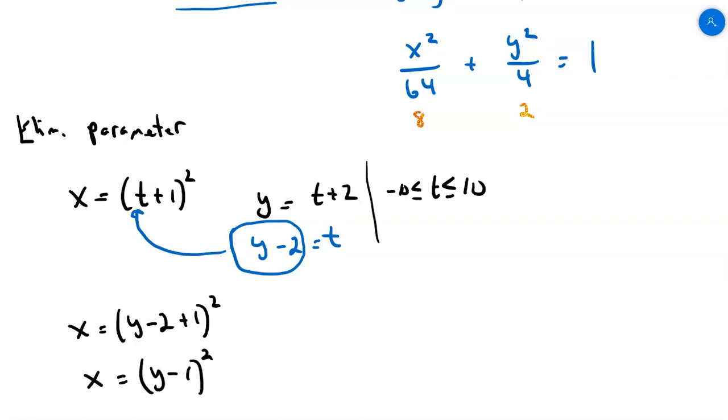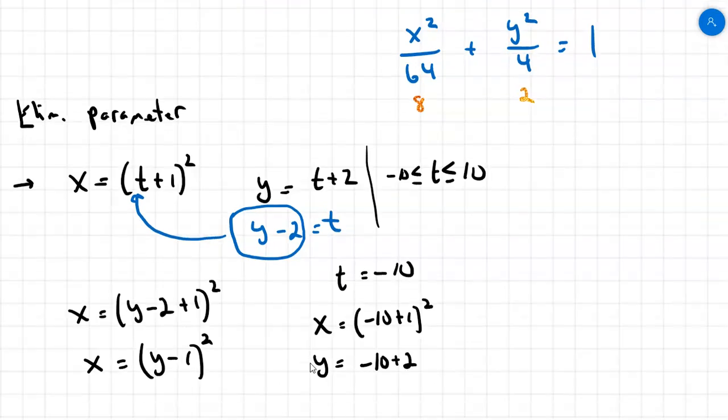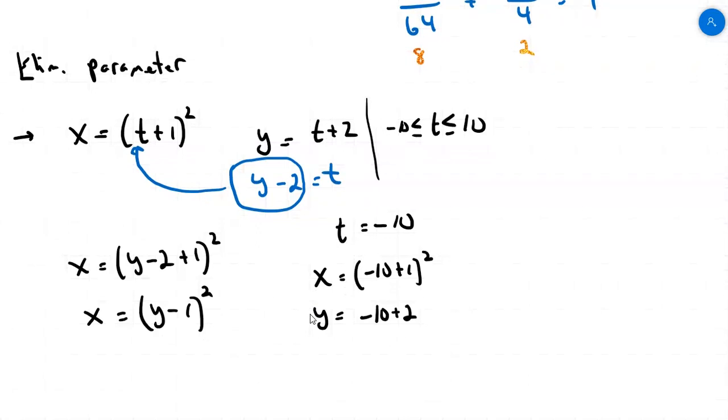Well, we start with t equals negative 10 and we work over to t equals positive 10. So at t equals negative 10, my x's are (negative 10 plus 1) squared, right? I'm going back to my original equations up here. And my y's are t plus 2, so negative 10 plus 2. Right? So that produces an ordered pair. Negative 10 plus 1 is negative 9. Negative 9 squared is 81. Okay, negative 10 plus 2 is negative 8.